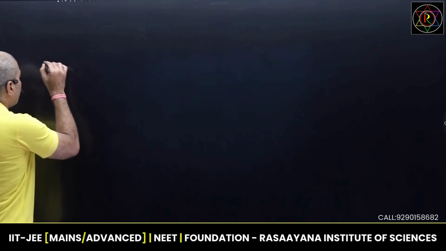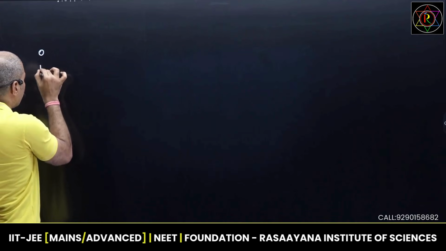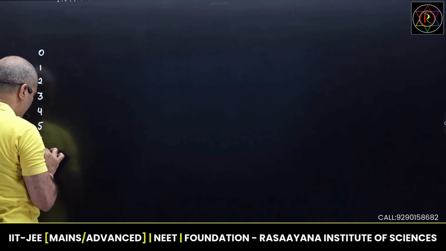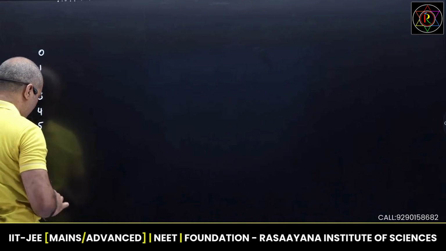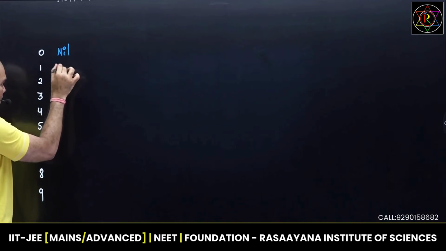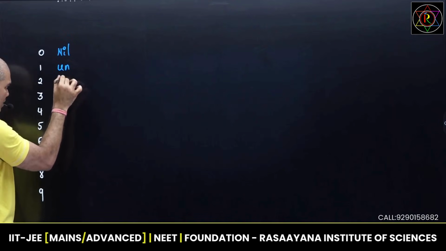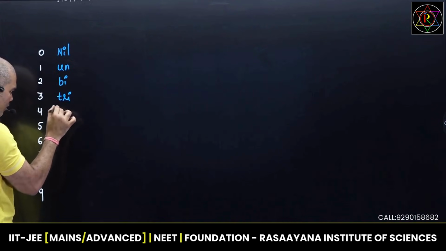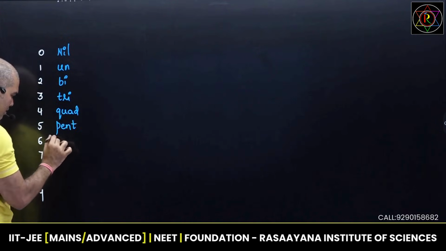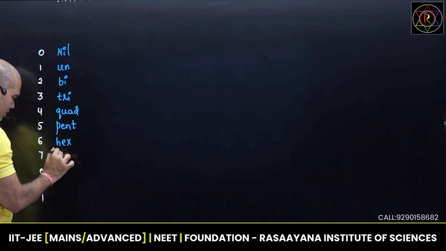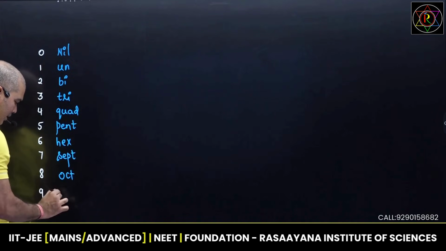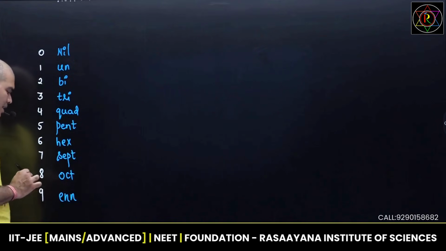For that IUPAC naming, we have 0, 1, 2, 3, 4, 5, 6, 7, 8 and 9. 0 is represented as nil, 1 as un, 2 as bi, 3 as tri, 4 as quad, 5 as pent, 6 as hex, 7 as sept, 8 as oct, 9 as n, e double n.